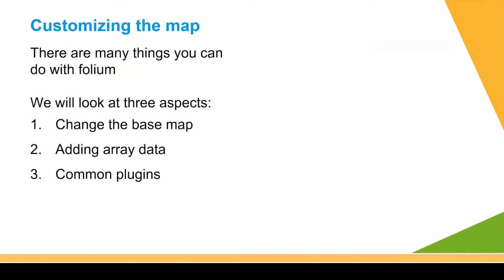There's lots you can do with Folium, so we're only going to dip our toe in. The three things I want to look at are changing the base map, so that the background map, the default map that pops up, makes sense and looks the way you want it. The next is adding data that we've imported from the data cube onto that map, and finally some common plugins that are quality of life features that make using the interactive map a little easier.